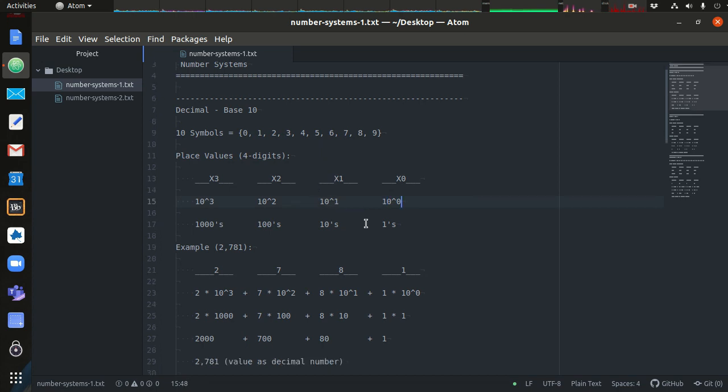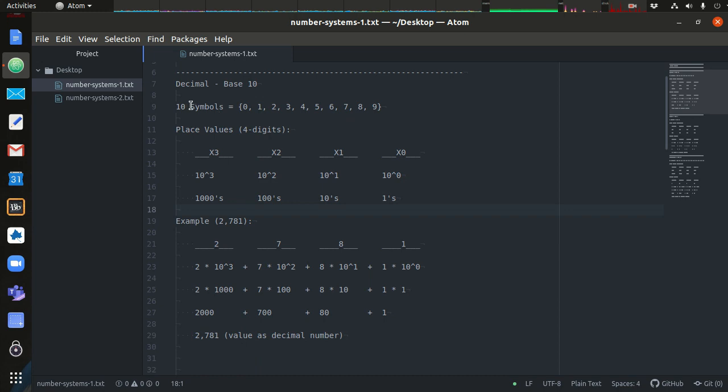We all know how to use decimal, but this example breaks it down in a way that we can understand when we move on to other number bases. Right? So the simple example is 2,781. Here we've placed one of our 10 symbols in each one of these place value positions, right? And it's really simple to convert this to decimal. I know it's already in decimal, but we would do this with any other number system to convert it.